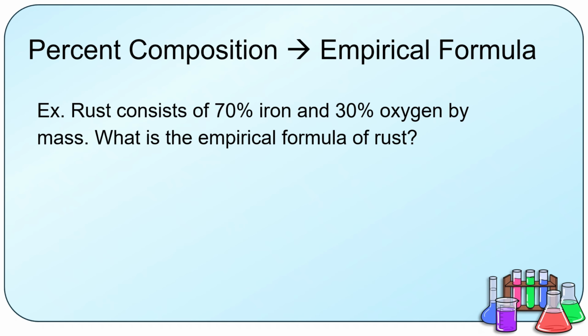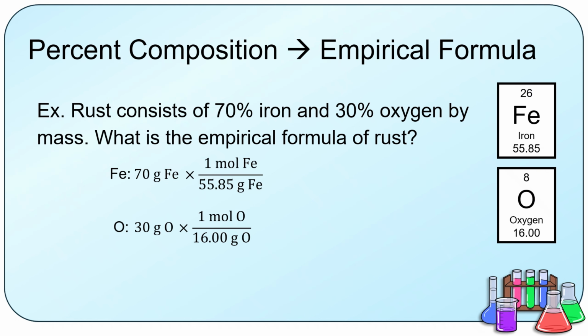Here's an example. Rust consists of 70% iron and 30% oxygen by mass. What is the empirical formula of rust? Step 1 is grams. Instead of writing 70% and 30%, I'm going to write 70 grams for iron and 30 grams for oxygen. Step 2 is convert to moles. I'll do this by taking the grams and dividing by the mass from the periodic table. This gives me 1.253 moles of iron and 1.875 moles of oxygen.